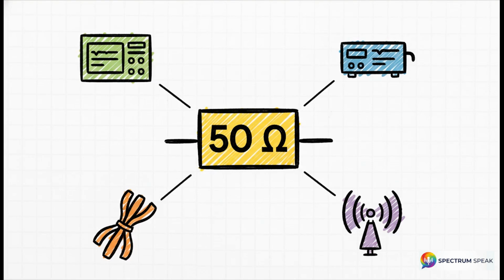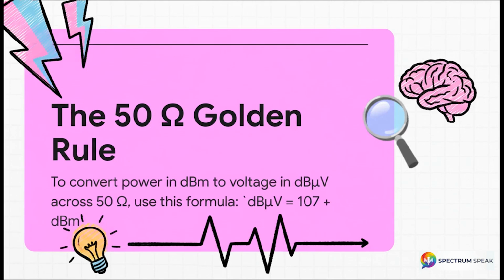Here's the secret. In the EMC world, pretty much everything, spectrum analyzers, signal generators, antennas, you name it, is designed around a standard 50 ohm impedance. The entire industry basically agreed on this, and that simple fact unlocks a really elegant relationship between power and voltage. And here it is, the golden rule. In a 50 ohm system, if you want to convert power in dBm to voltage in dBµV, you just add 107. That's it. That's the whole thing. Burn this equation into your brain. dBµV equals 107 plus dBm.